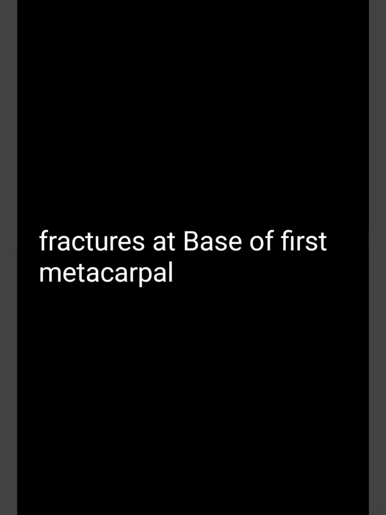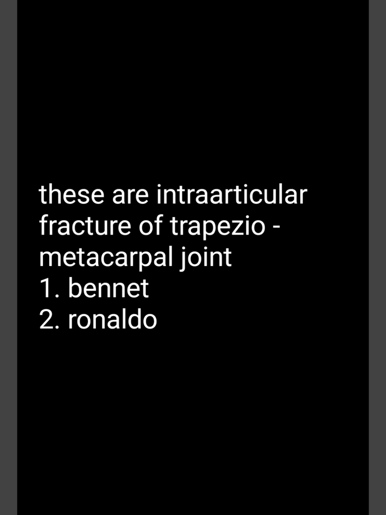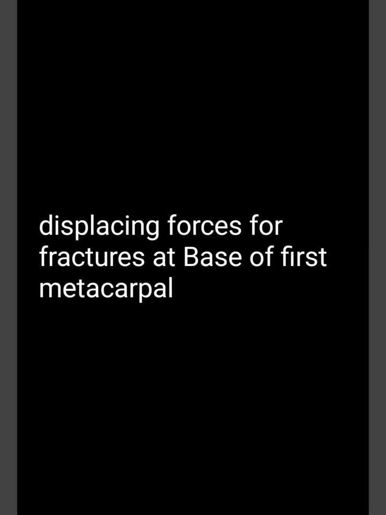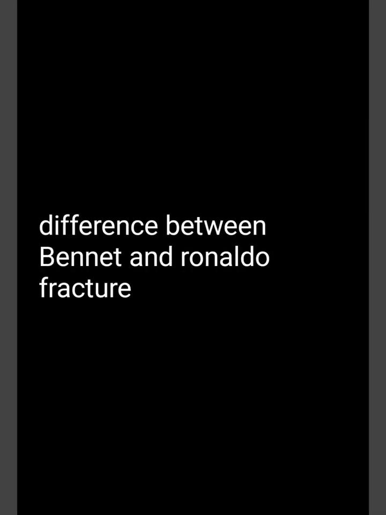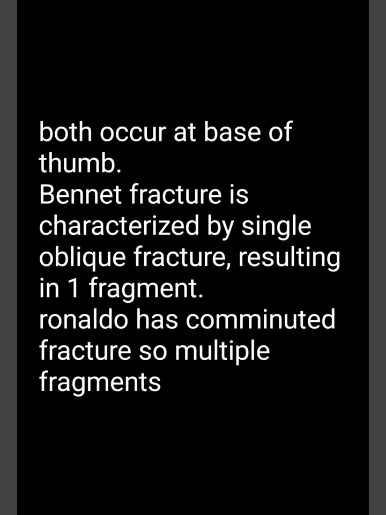Fractures at base of first metacarpal. These are intra-articular fractures of trapeziometacarpal joint: 1. Bennett. 2. Rolando. Displacing force for fractures at base of first metacarpal: abductor pollicis longus pull. Difference between Bennett and Rolando fracture: both occur at base of thumb. Bennett fracture is characterized by single oblique fracture, resulting in one fragment. Rolando has comminuted fracture, so multiple fragments.